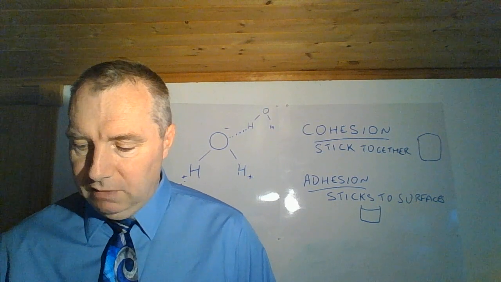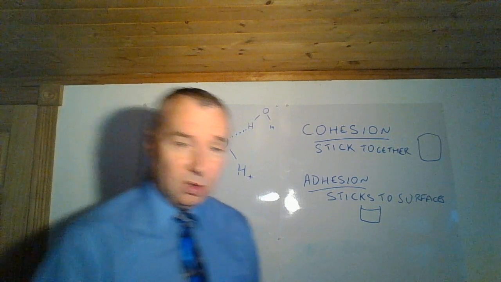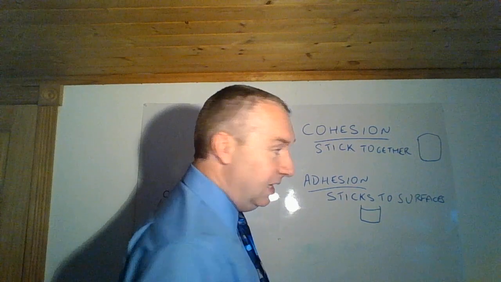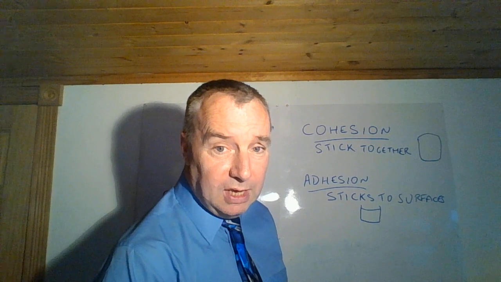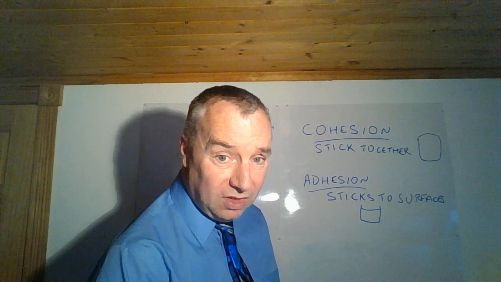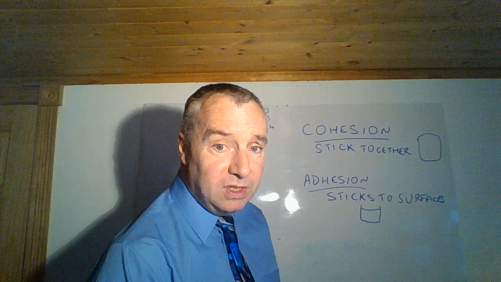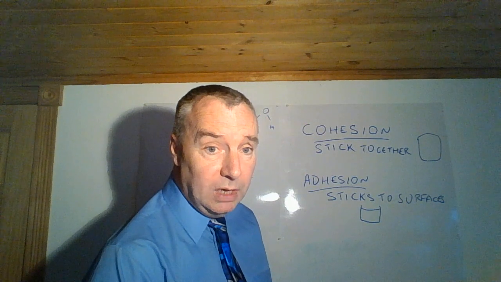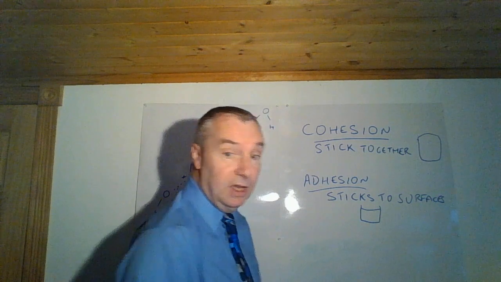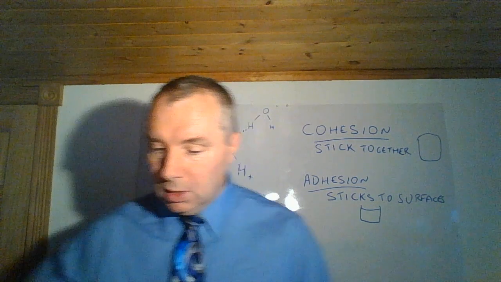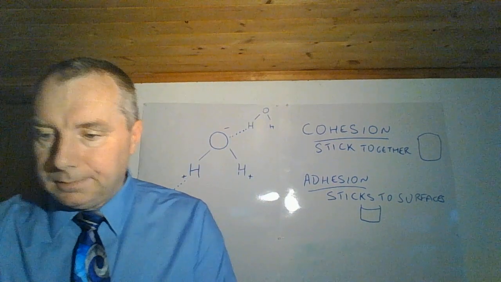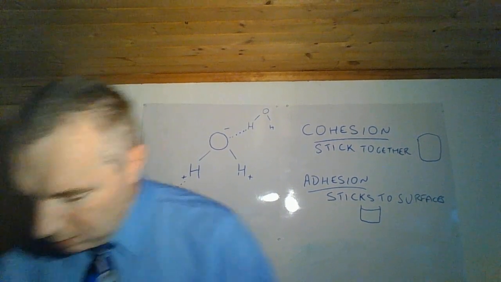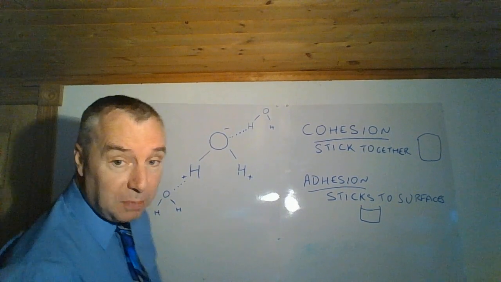Another example of cohesion and surface tension caused by cohesion would be the idea that we can float something that is heavier, more dense than water on top. For instance, if you're very, very careful, you can drop a needle onto the surface of water and it will float. So that's all we have about water for now.